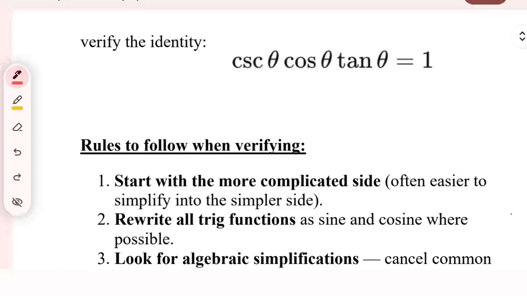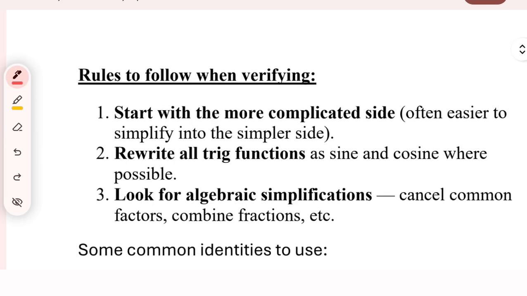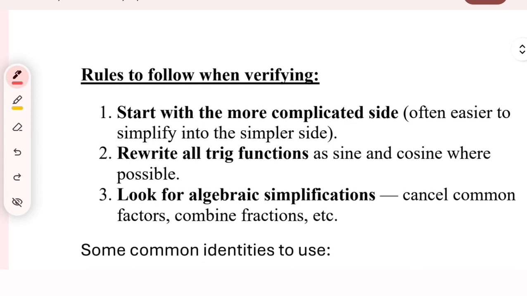All right, let us together verify the identity. It is given cosecant theta times cosine theta times tangent theta is equal to 1. These rules have already been shown in my previous video, but I think it's worth going through each one of them again.